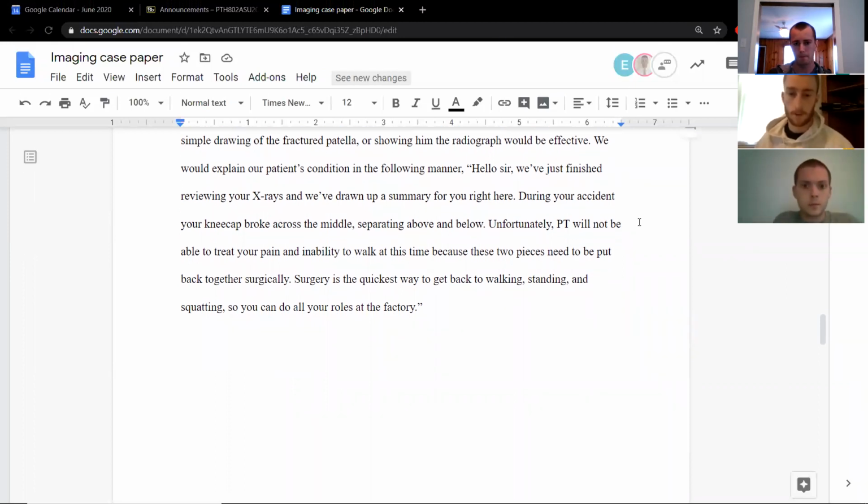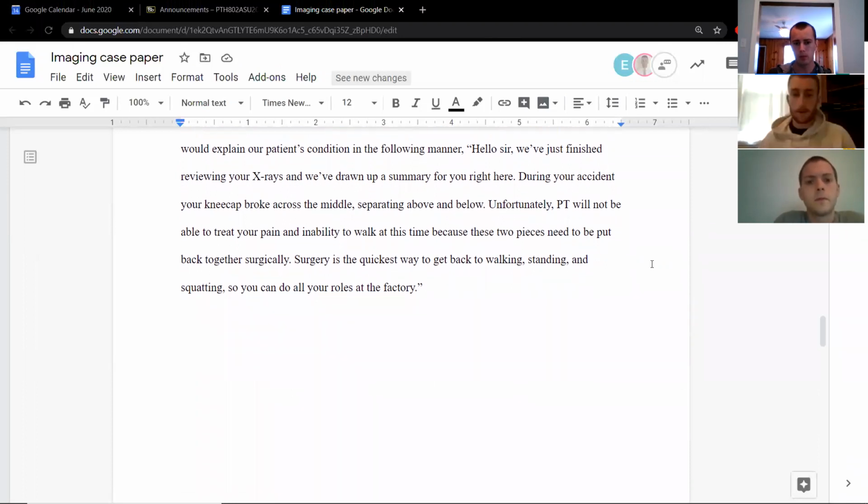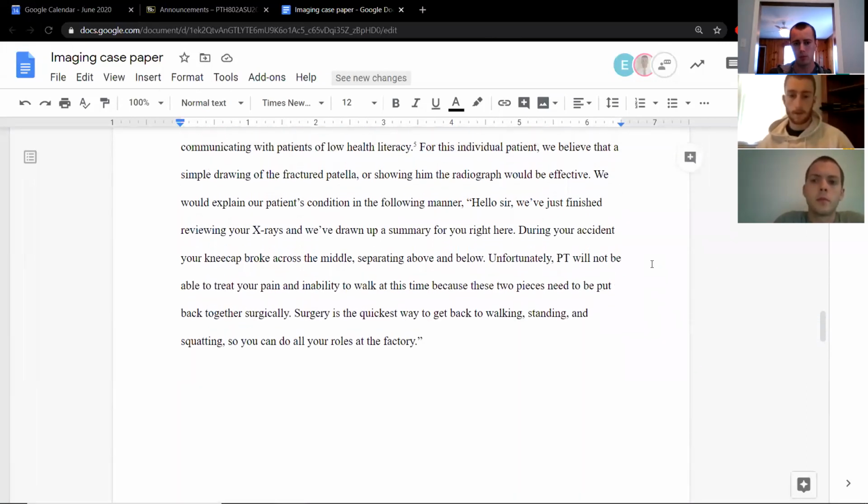Surgery is the quickest way to get back to walking, standing, and squatting, so you can do all your roles at the factory. So following this conversation, we would likely conclude the session for the day and not see the patient until after surgery.